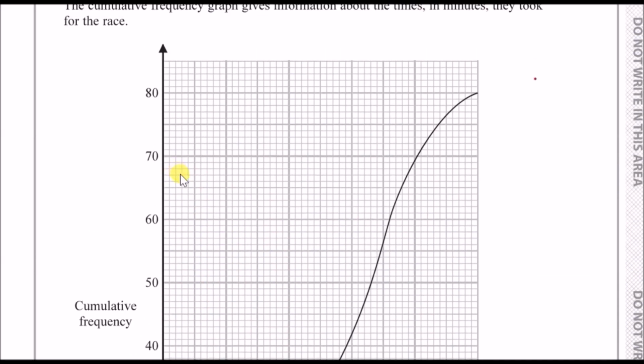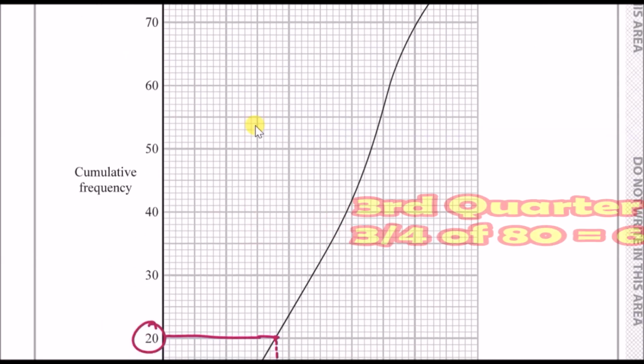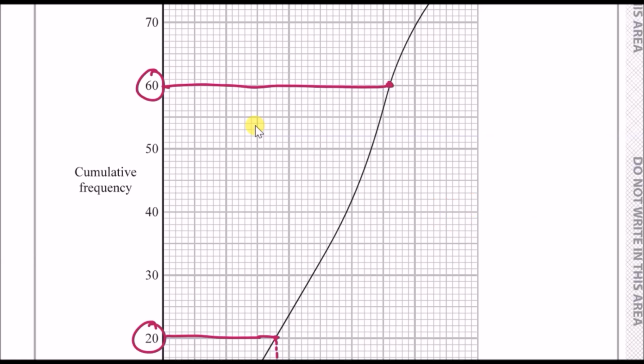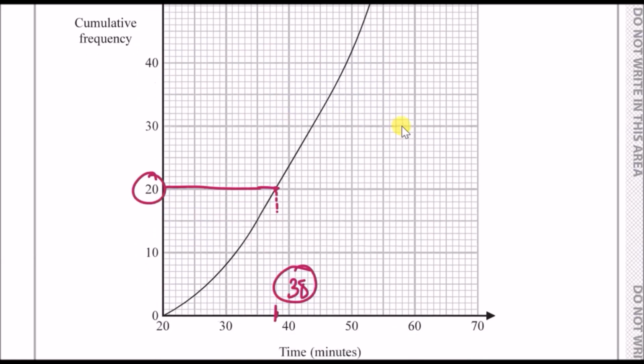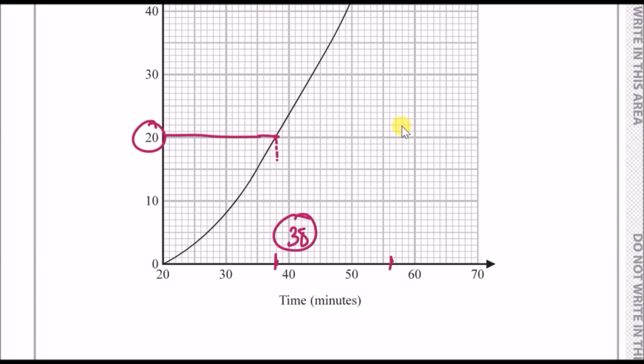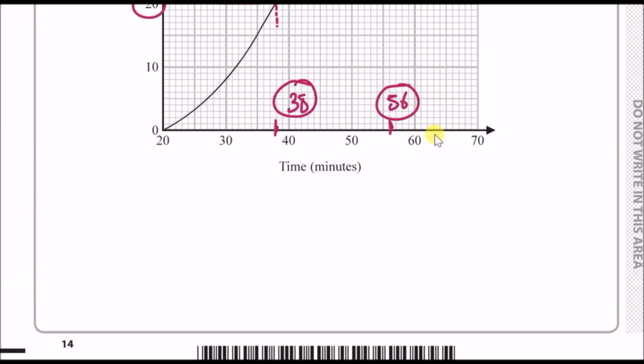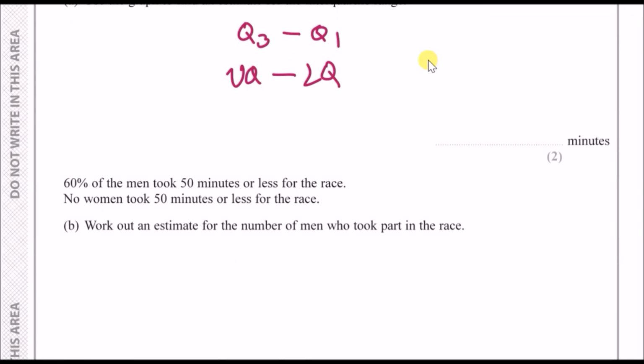As for the upper quartile, that's pretty much the third quartile. Well, 3/4 of 80 is 60. So it's going to be here. And then again, that translates to somewhere over here, which shoots down to 56. So that's your upper quartile. So the interquartile range is just the difference between 56 and 38. So 56 minus 38 should give us 18 minutes. And yeah, that's this part done.